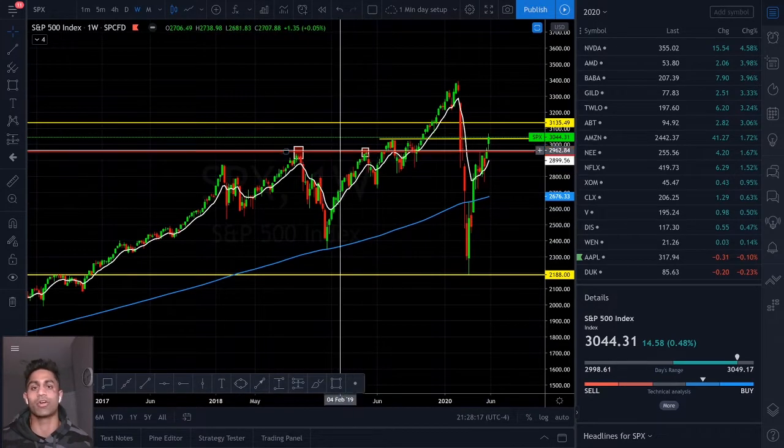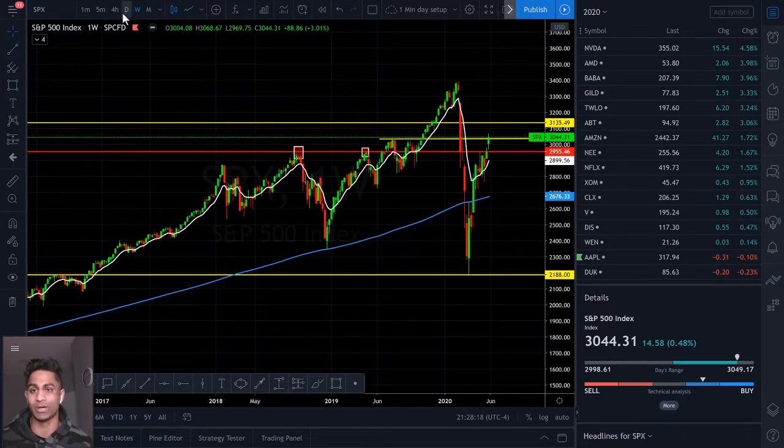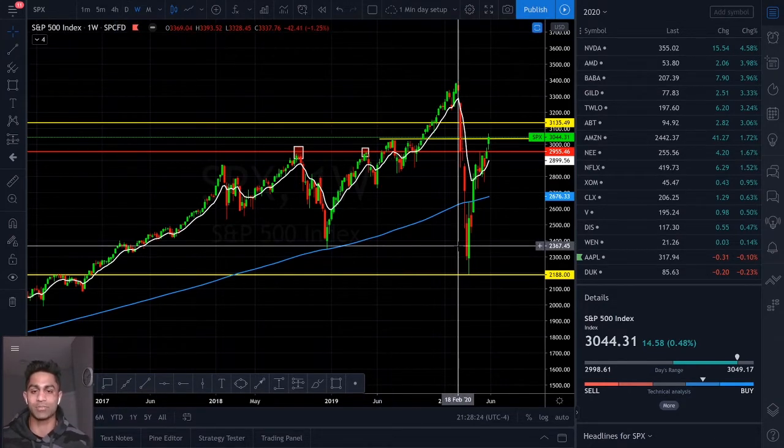So first, we'll start off by looking at the weekly chart. Then we'll break it down to a daily pattern. And then I'll break it down even further looking at the 4-hour chart. And I'll give you guys my opinion on where I see the markets going next week, and the direction and some of those key support and resistance levels for the S&P 500 and SPY, which is the ETF that tracks the S&P 500.